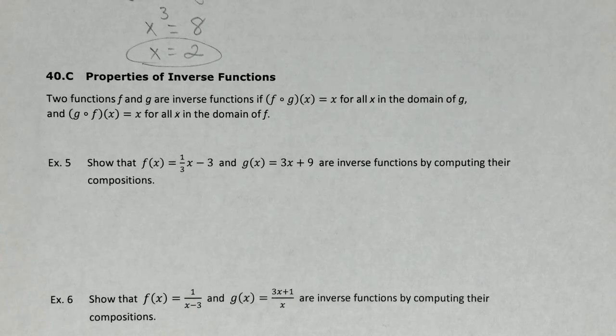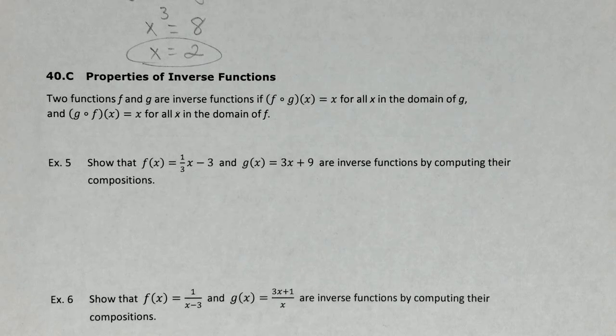And here you go. Two functions, f and g, are inverse functions if, when you compose them both ways, you get x. f of g equals x and g of f equals x. When that happens, f and g are inverse functions. And you've already been seeing that happening in some of your problem set problems.